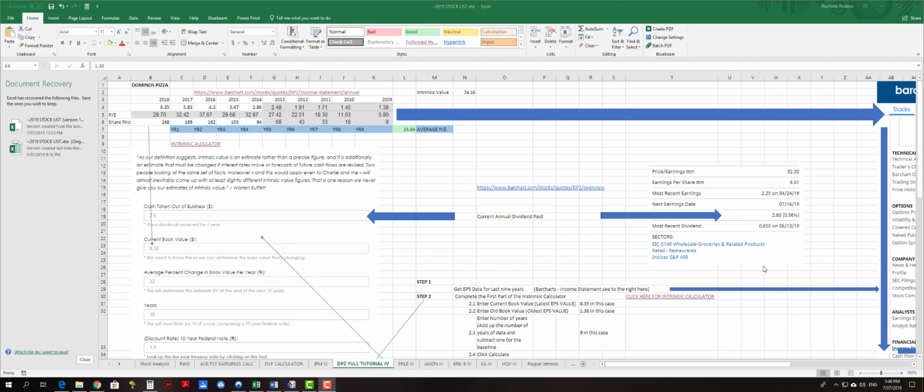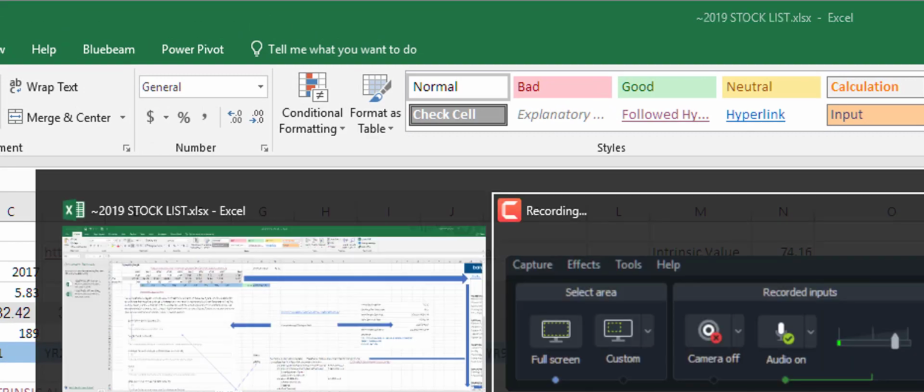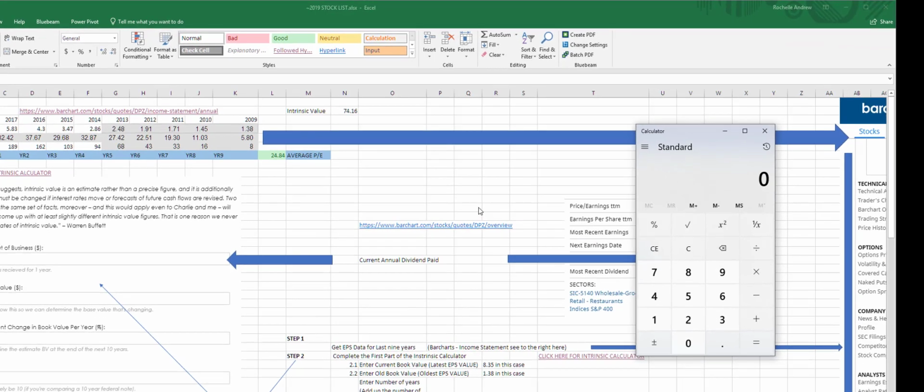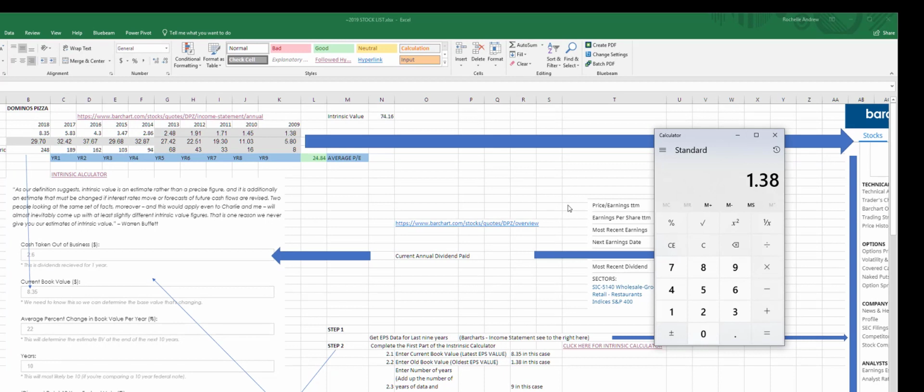So let's just back test this theory. With Domino's, let's look back in 2009. It had an EPS of 1.38. We know that the 10 years before that had the same growth, with the same 8.8% growth expected. So we can still use the same yield ratios. So its EPS was 1.38.